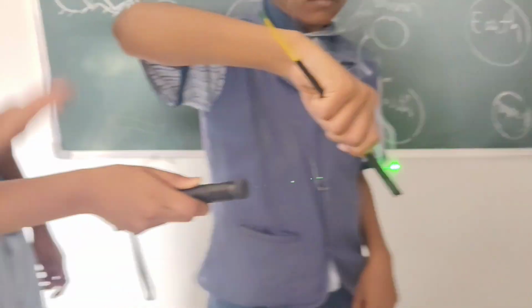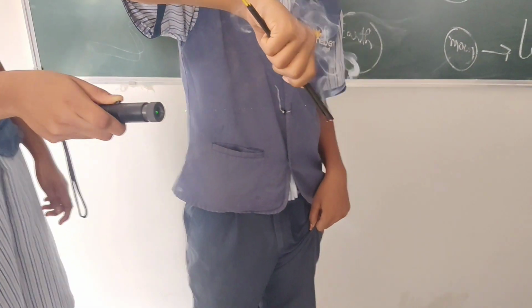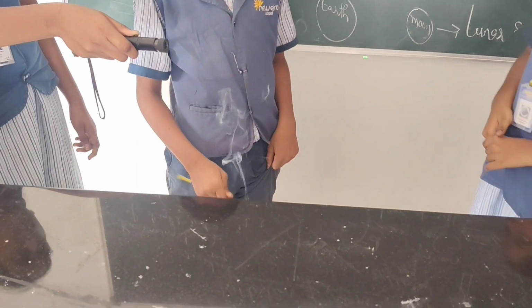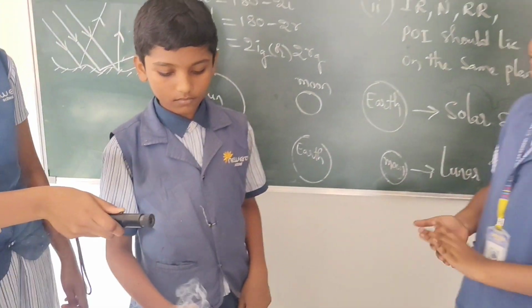Now see how clearly we can see the path of light. Can't we see it normally? Yes, we can't see it normally. Did you understand now? Understood. Thank you for letting me know.